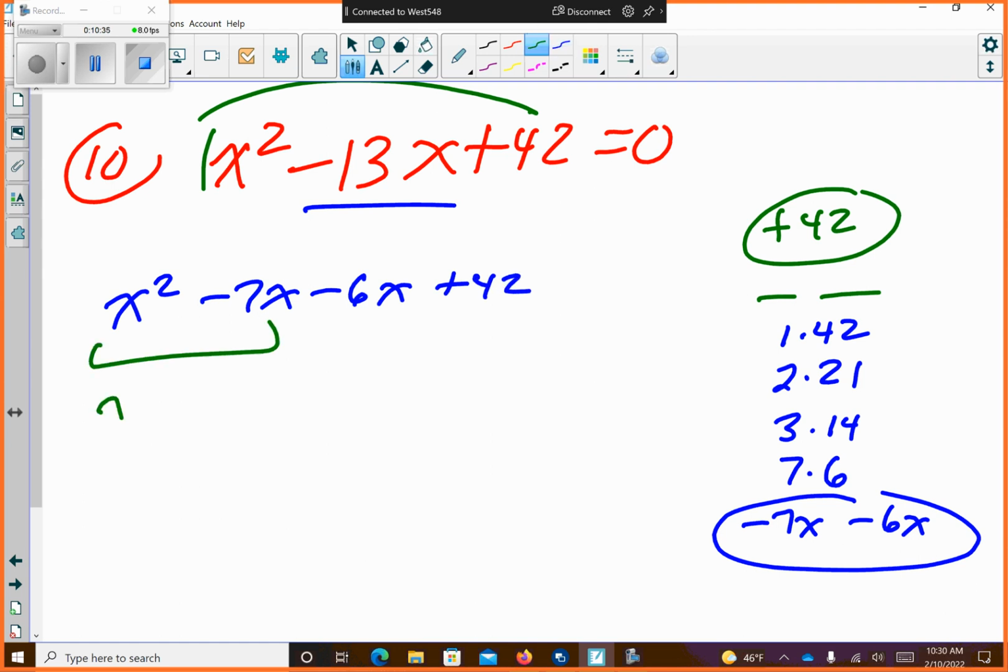I'm going to factor out an x minus 7. This negative is going to come out, but it's also going to be a negative 6 that comes out.